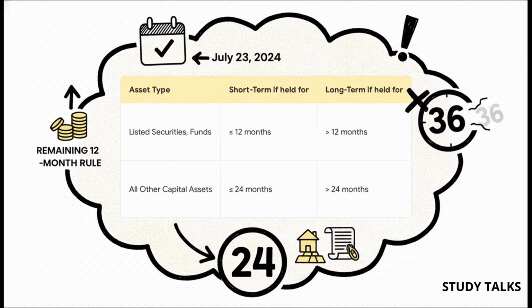Now, for transfers happening on or after July 23rd, 2024, things got a lot simpler. Take a look. The 12-month rule for listed securities, that's still there. But see what's missing? The 36-month category is gone. It's been eliminated. Now everything else just falls into one single 24-month bucket. This is a huge simplification and a super important update for your exam.